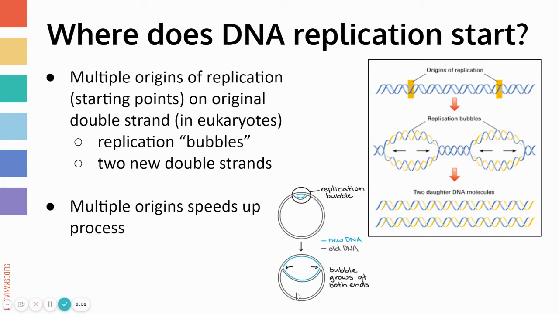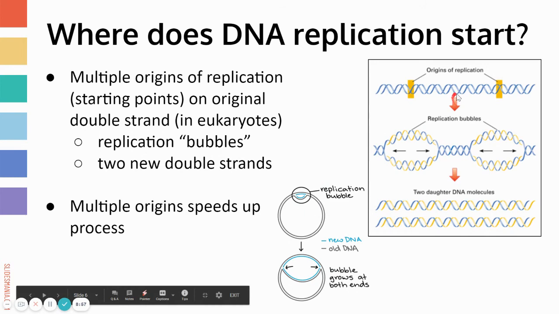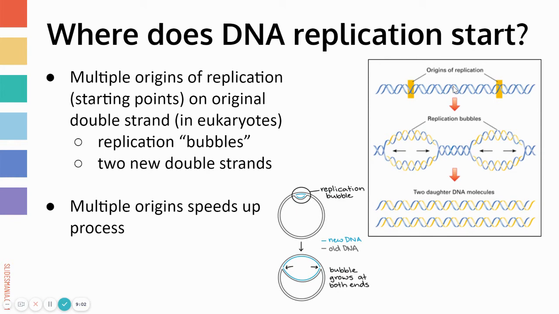But for eukaryotes, they have a lot more genetic material. So if they were to open up just one bubble and go out from there, it would take forever and ever. It would take hours and hours for the whole piece of DNA to be replicated, just because it's so long and there's so much DNA. So what happens instead in eukaryotes is that we have multiple points where replication starts. And we call the starting point of replication the origin of replication. Origin of replication is just the starting point. And it creates these bubbles. We can call them replication bubbles.